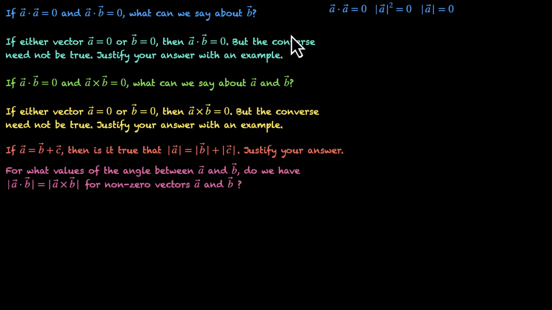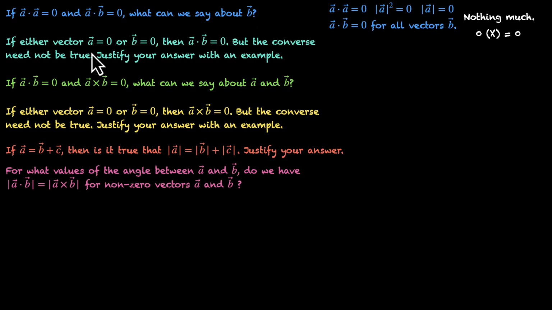Now if you take the dot product of a 0 vector with any other vector, you'll still get 0. So a dot b will always be 0 for all values of b. Because a dot b is going to be mod of a times mod of b times cos of theta, and mod of a will always be 0. So this thing will always be 0 for all values of b. So what can we say about b? Well, nothing much. This is the same as asking, what can we say about x if 0 times x is equal to 0? Well, this is always going to be 0. So we can't say anything about x. Alright, let's move to the next one.